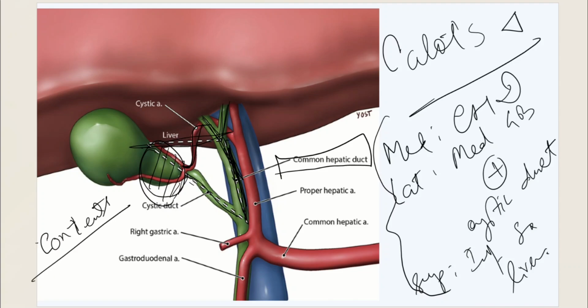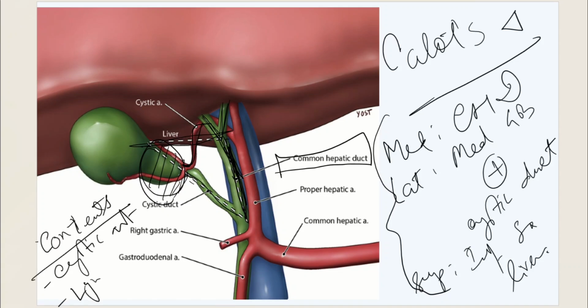So what are the contents of Calot's triangle? One is the cystic artery, one is the lymph node of Lund. These two are the contents of Calot's triangle.